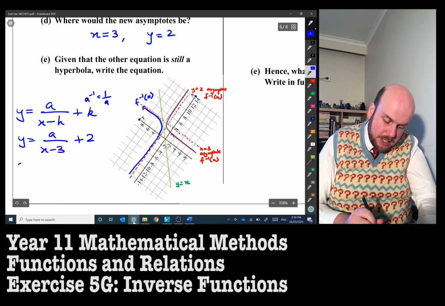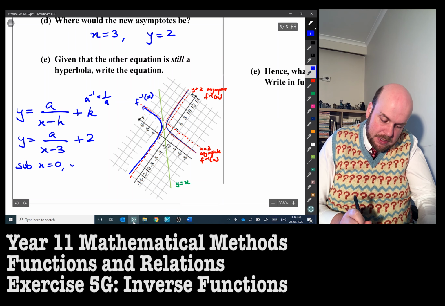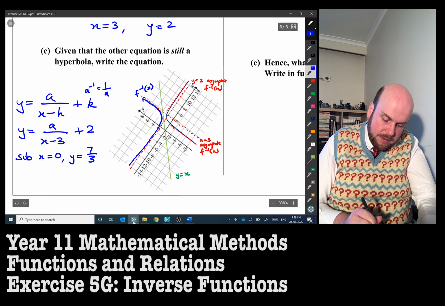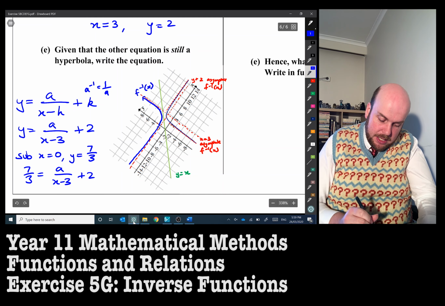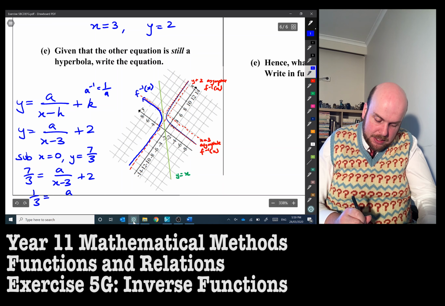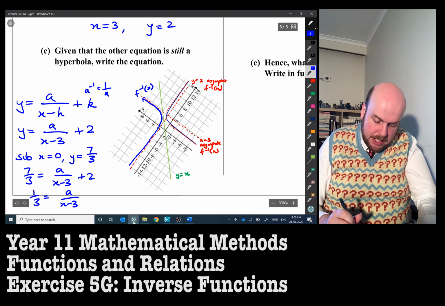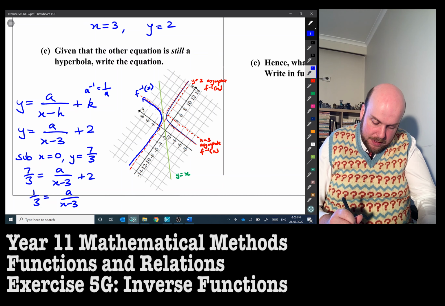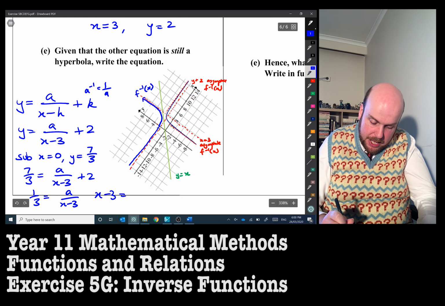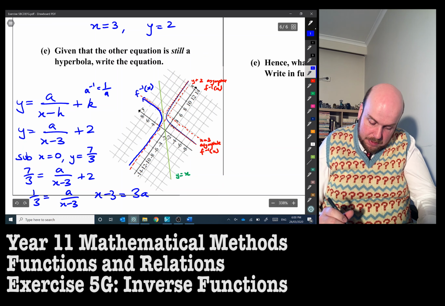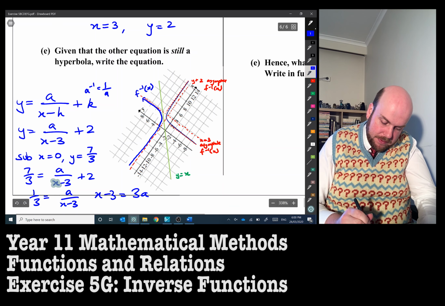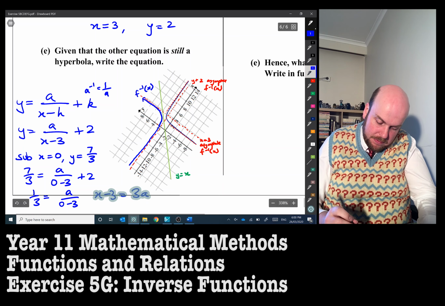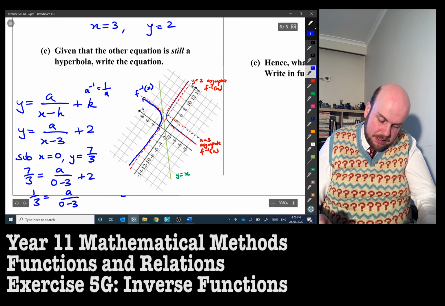So I'm going to substitute x equals 0, y equals 7/3. 7/3 is equal to a over x minus 3, plus 2. 1/3 is equal to a over x minus 3. And then we'll have x minus 3 is equal to 3a. Oh, what am I doing? That should be 0. There we go. Sorry, that's my bad. Let's try that again.